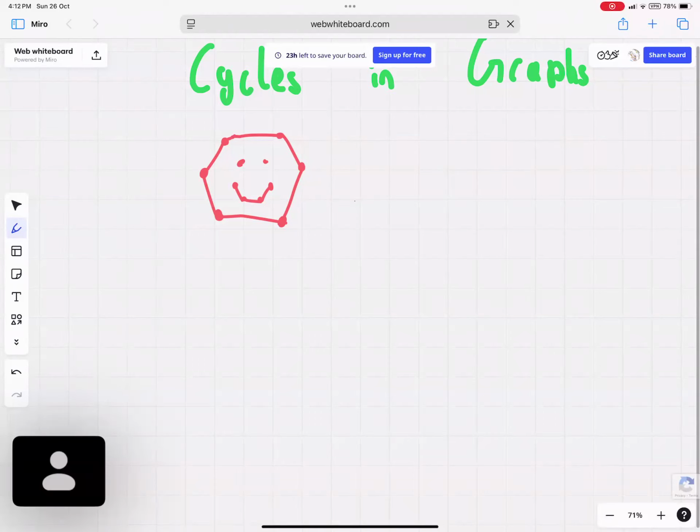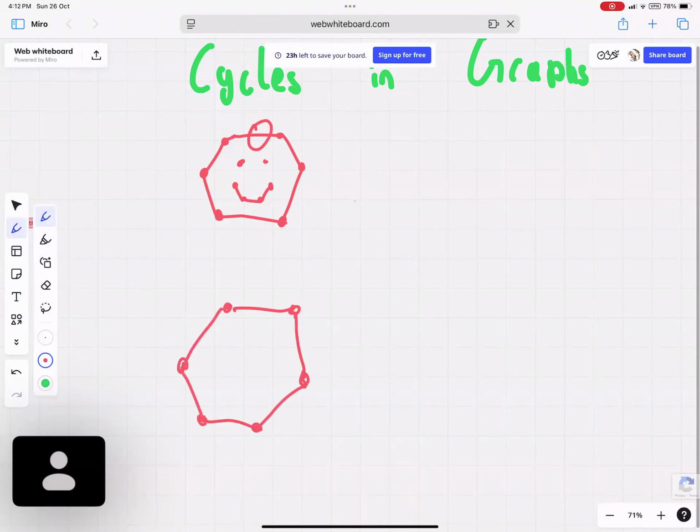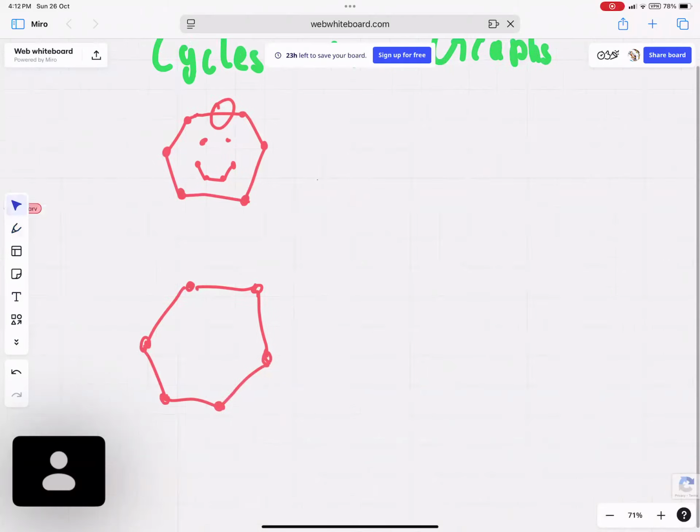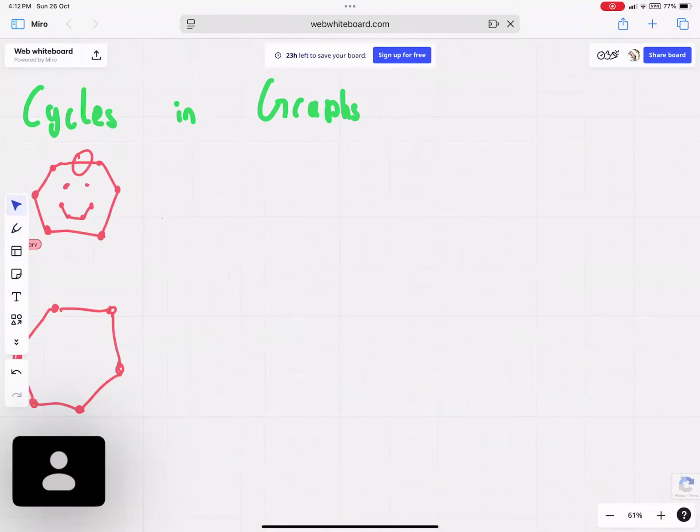Okay, I'm assuming all of you have basic knowledge of graph theory. So a cycle is something that looks like this. It's basically a sequence of vertices that are all connected to each other. Cycles have many properties, and they're very useful to consider.